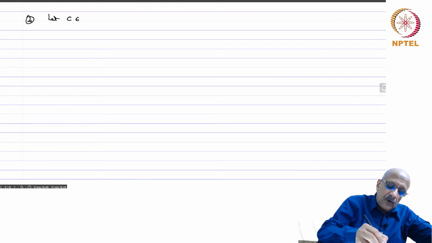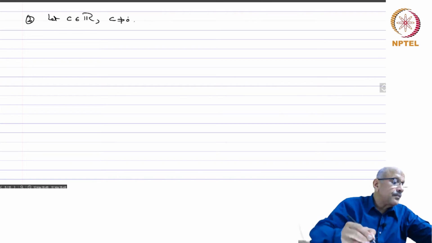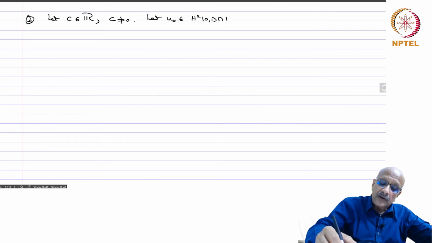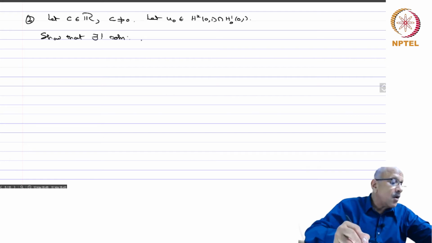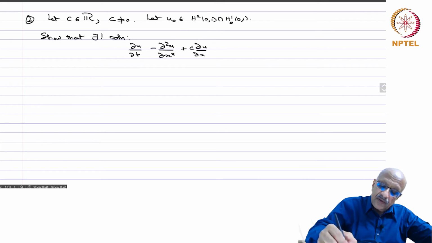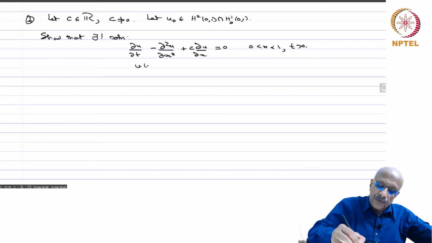Let c belong to R, c not equal to 0. Let u0 belong to H^2(0,1) intersection H^1_0(0,1). Show that there exists a unique solution of du/dt minus d^2u/dx^2 plus c du/dx equal to 0, 0 less than x less than 1, t positive, u(0,t) equals u(1,t) equals 0 for all t positive, and then u(x,0) equals u0(x).